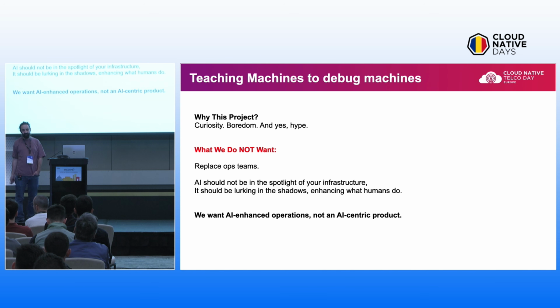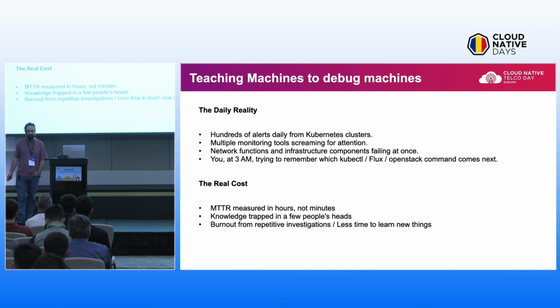Of course, why we started it was a bit of curiosity, a bit of boredom, and of course the hype, because everyone was doing stuff with AI and we weren't. Right off the bat, we do not think that this should be seen as a way to replace operational teams. AI should still be kind of lurking in the shadows of our infrastructure and of our clusters, enhancing what people can do and helping them. So in the end, we actually want AI-enhanced operations. We do not want AI-centric products.